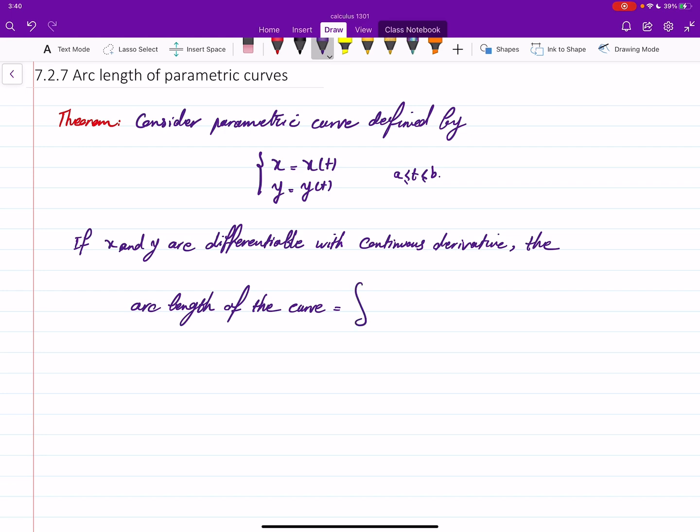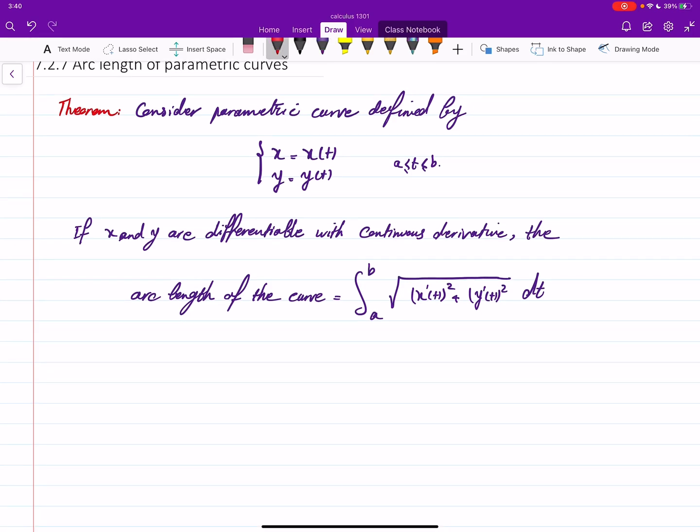is going to be given by this integral from a to b of the square root of the derivative of x squared plus the derivative of y squared, added and put under the square root, dt. Here you may ask where that formula comes from. That is the formula you need to know. By the way, you don't need to worry about the limits of the integral. Just put the smaller value of t in the lower limit and the bigger value in the upper limit.